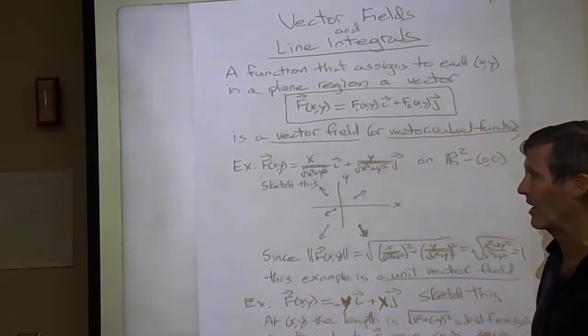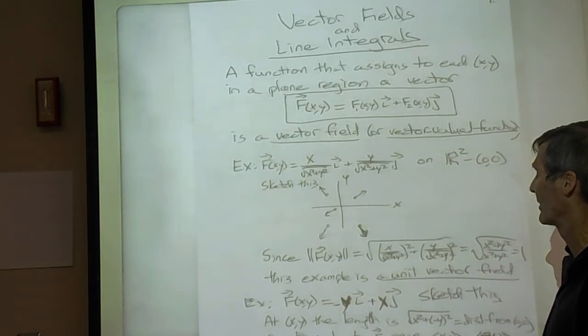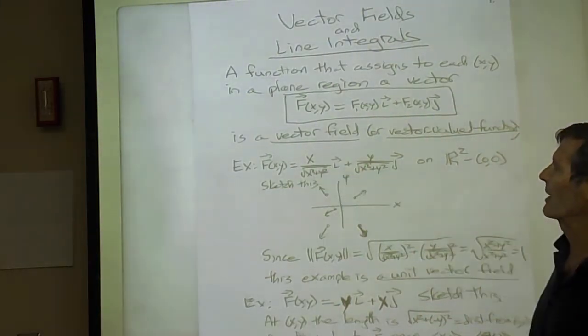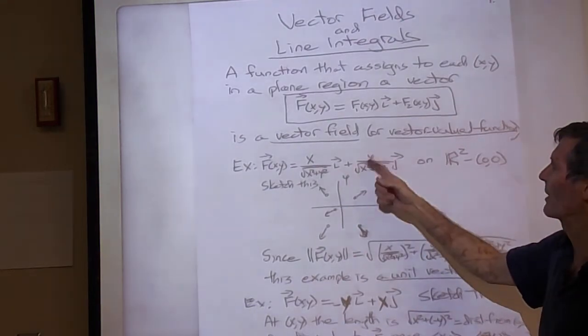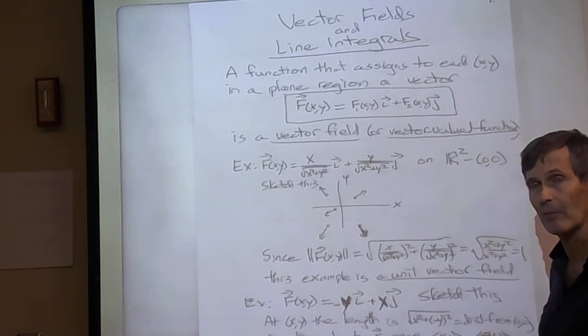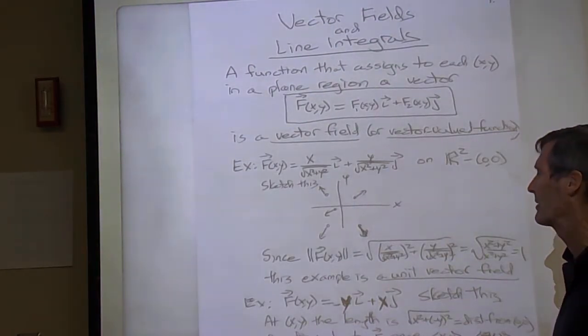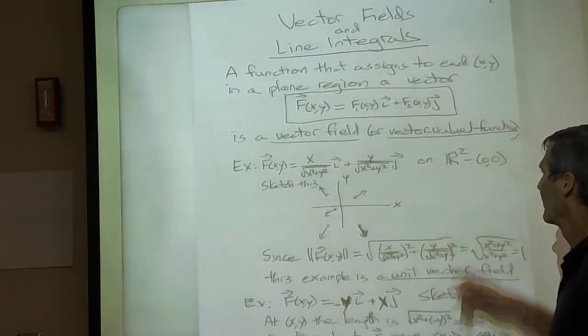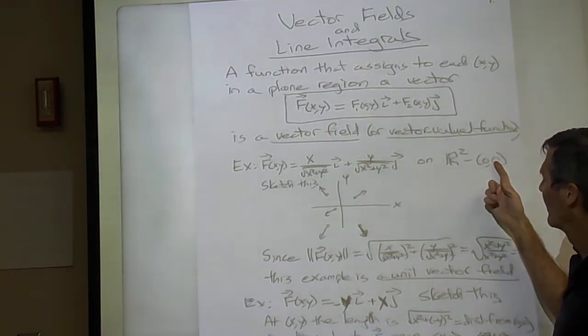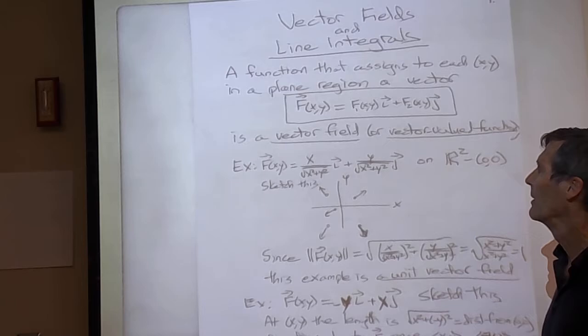Here's an example of sketching a vector field. The book has nice examples. This is the book's example, basically. If in the plane I take x over square root of x squared plus y squared i, plus y over square root of x squared plus y squared j, can I sketch that vector field? And in WebAssign, I'll just ask you to identify it since you can't sketch on there. We'll put that on the plane, R2, take away the origin, because you can't divide by 0 there.